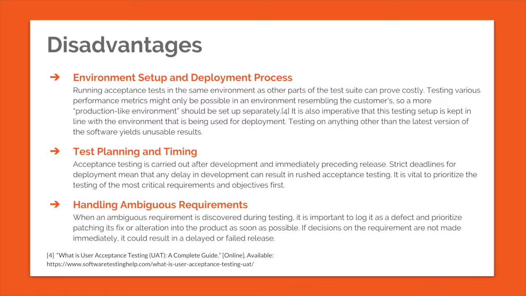Test planning and timing. Acceptance testing is carried out after development and immediately preceding release. Strict deadlines for deployment mean that any delay in development can result in rushed acceptance testing. It is vital to prioritize the testing of the most critical requirements and objectives first. Handling ambiguous requirements. When an ambiguous requirement is discovered during testing, it is important to log it as a defect and prioritize patching its fix or alteration into the product as soon as possible. If decisions on the requirement are not made immediately, it could result in a delayed or failed release.